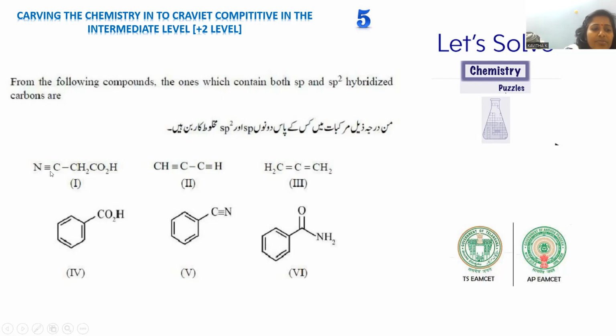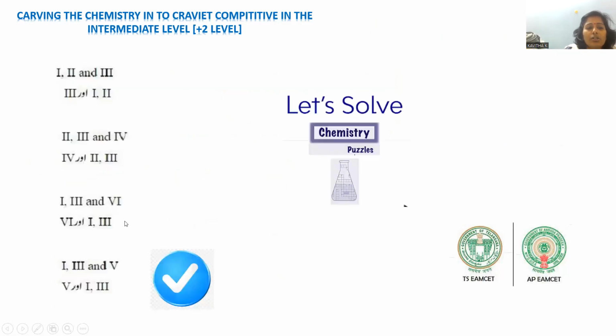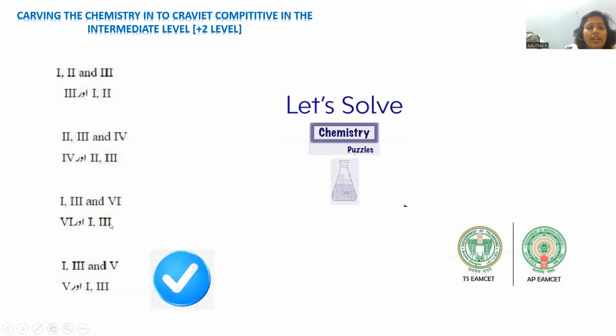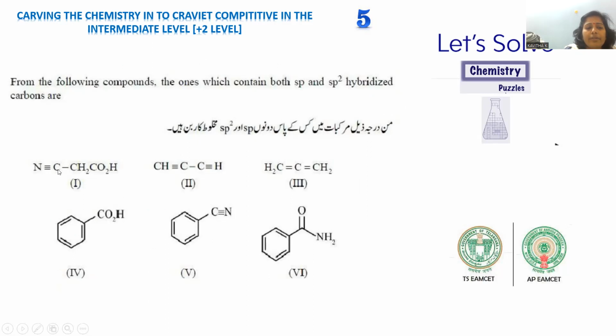Here if you see nitrile, this is called a nitrile bond. Carbon triple bond nitrogen is called nitrile. So that nitrile carbon is having sp hybridization, so this sp hybridization is clear. And here CH2 is there. CH2 has all 4 bonds around it as single bonds, so here you can find sp3 hybridization.